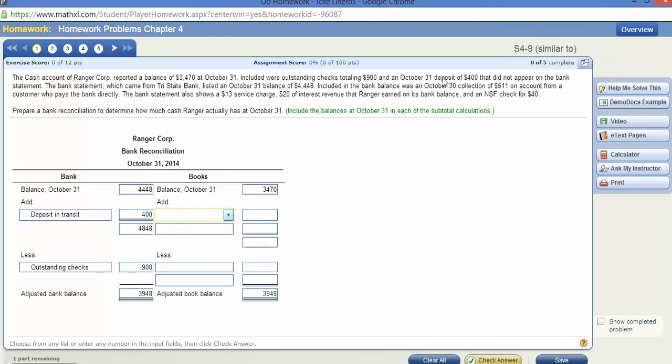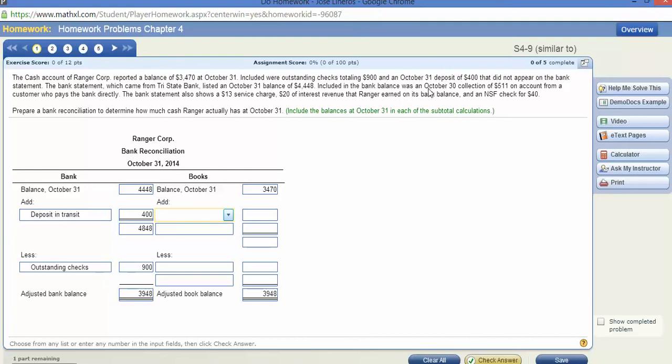Outstanding checks and deposits in transit, the books know about those, because when these checks were written and when these deposits were put into the system, the book balance was adjusted. That's why it says it did not appear on the bank statement. Well, that just means the bank statement doesn't know about it. The bank statement, which came in at $44.48, we put that there, we know that.